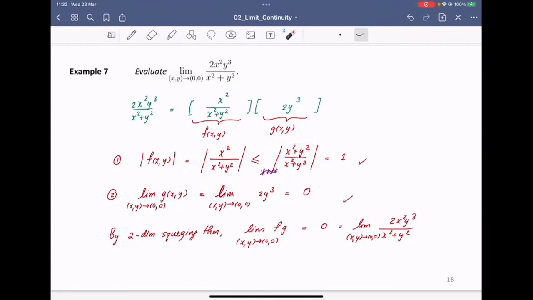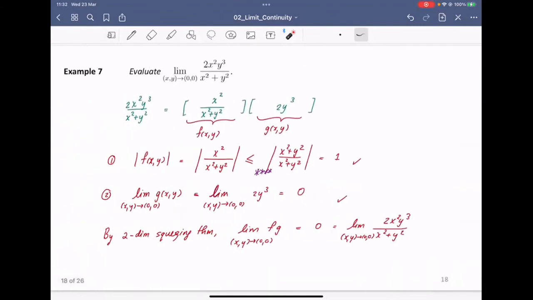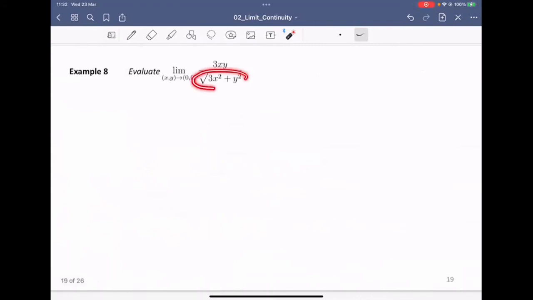Okay, so let's talk about the last example. The last example for today, we're going to look at example 8. So the same technique as before. We're going to try to apply the squeeze theorem, but this time, the square root sign is going to make it harder to bound it in the f.